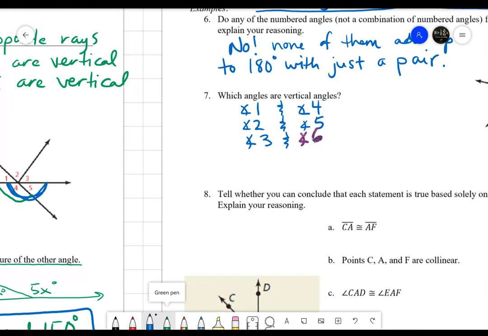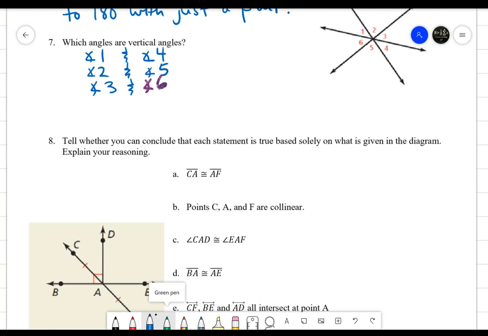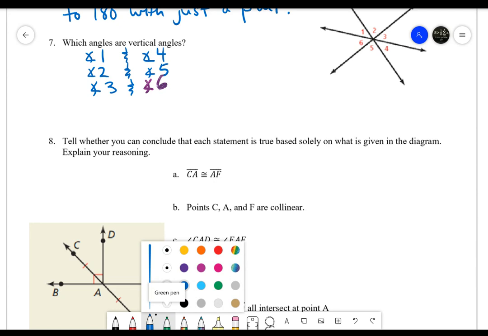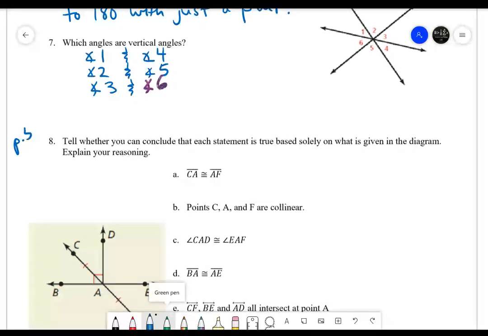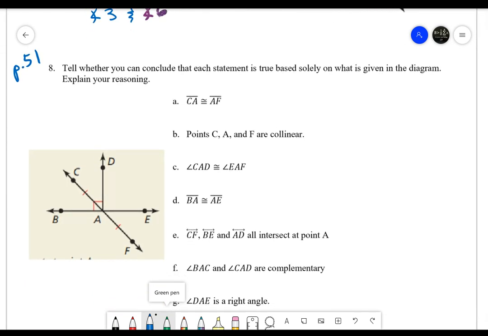All right, now I'm moving forward. You can pause it if you want, or if I said something or you didn't follow something, feel free to stop and look at it more. But in the meantime, we are now on to page 51 if you want to see this in your book. Tell whether you can conclude that each statement is true based solely on what is given in the diagram, and explain. So this is actually a pretty big deal, because if you have all the concepts correct, then you should be able to tell. And if I've missed anything, I'm going to go ahead and write it here.